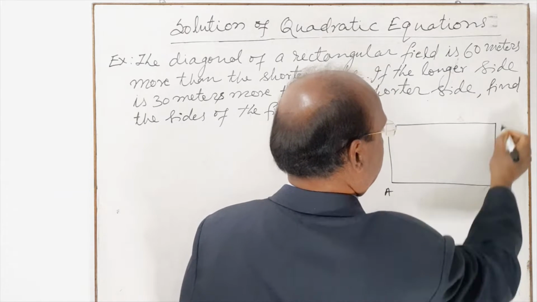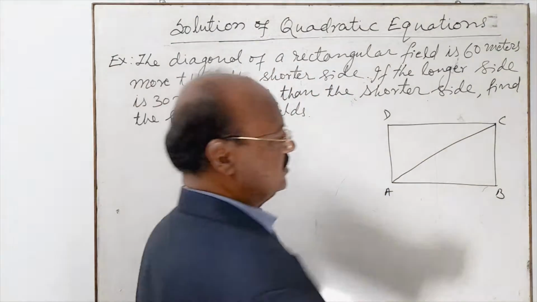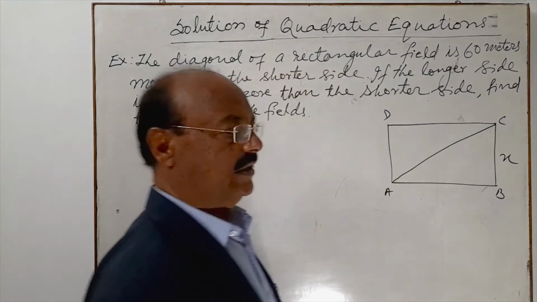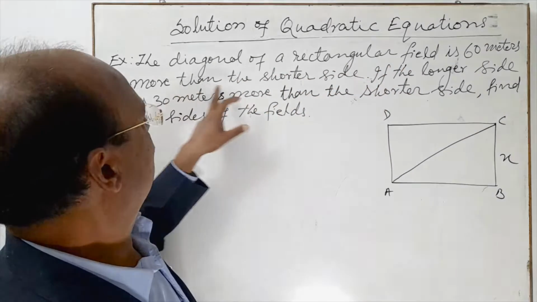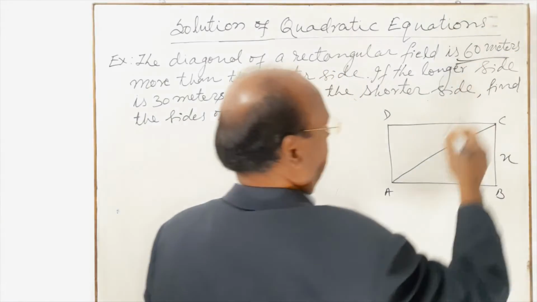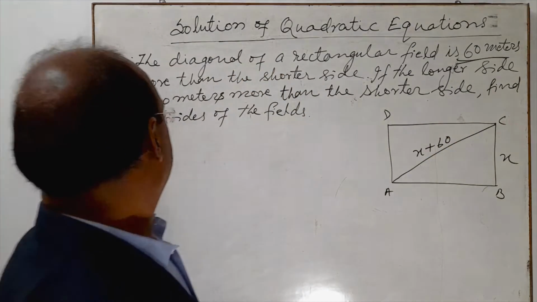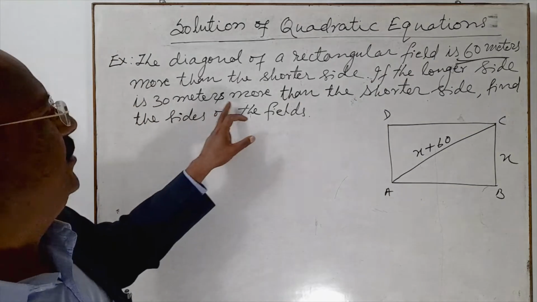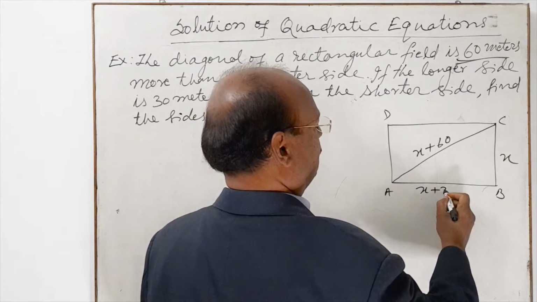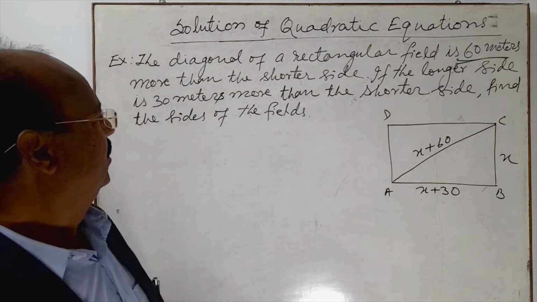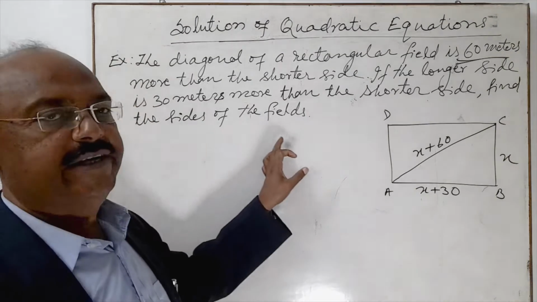Suppose ABCD is a rectangle and AC is its diagonal. And let us take the shorter side, BC, as x. So you see here, the diagonal of a rectangular field is 60 meters more than the shorter side. It means AC is x plus 60 meters. And then the longer side is 30 meters more than the shorter side. This is the longer side, this is the shorter side. So this will be x plus 30. So finally, this is the figure of a rectangle and we have to find the sides of the field.